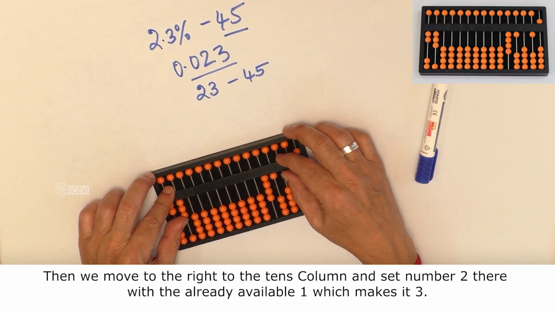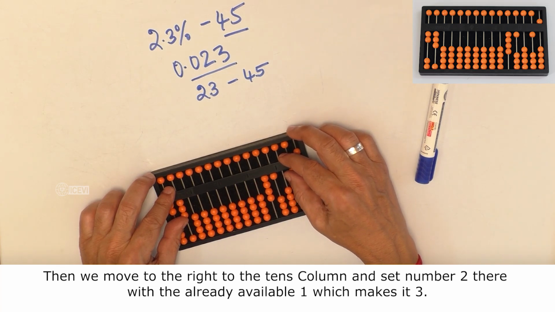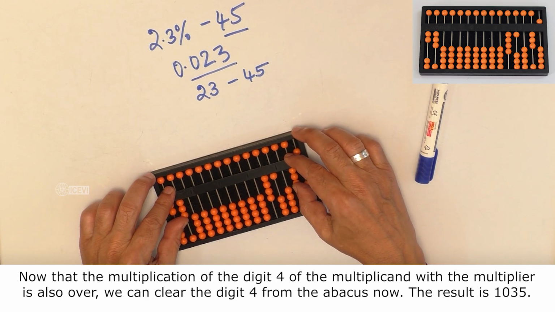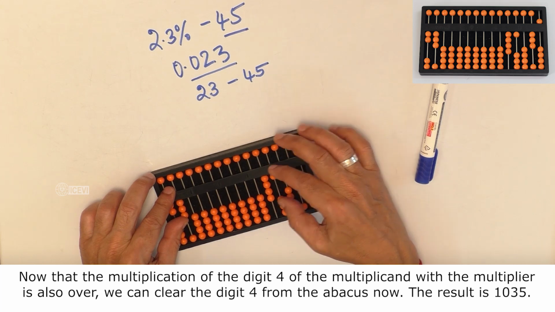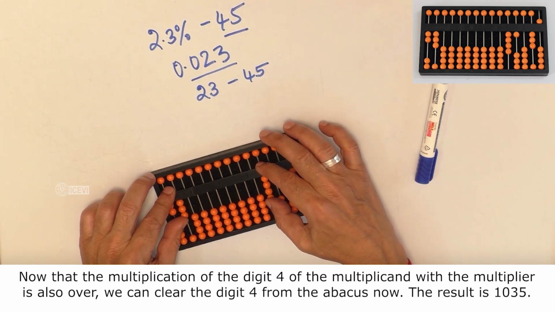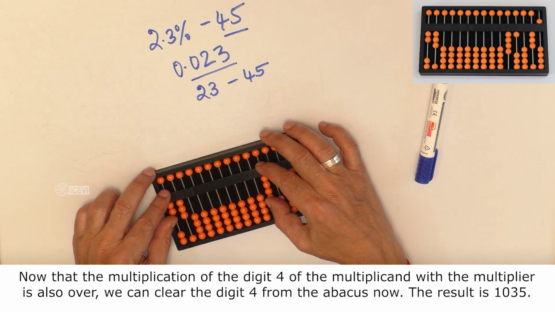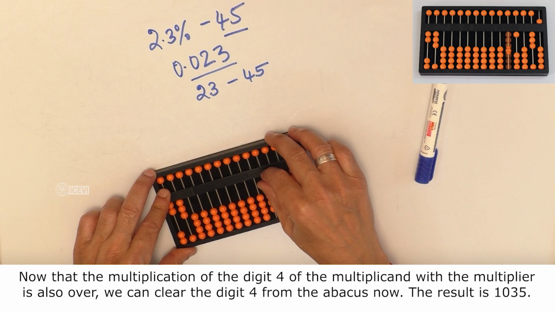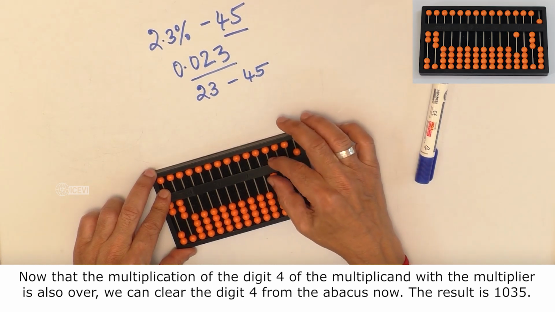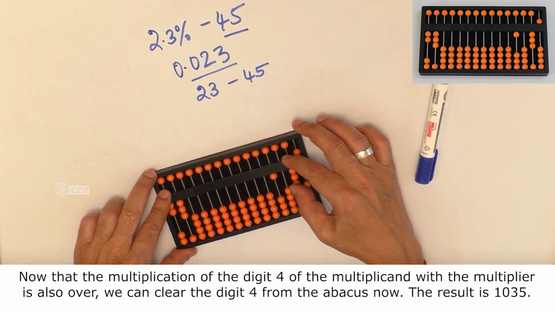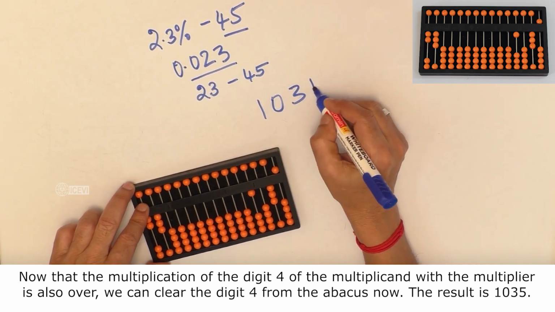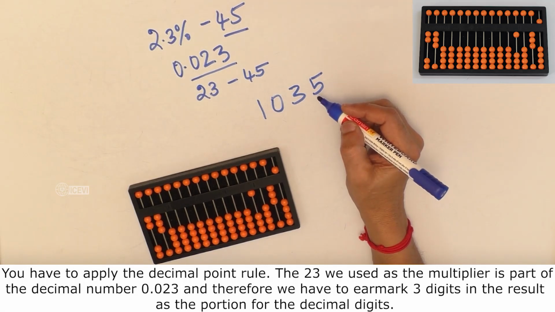Then we move to the right to the tens column and set number 2 with the already available 1, which makes it 3. Now that the multiplication of the digit 4 of the multiplicand with the multiplier is over, we can clear the digit 4 from the abacus. The result is 1035. You have to apply the decimal point rule.